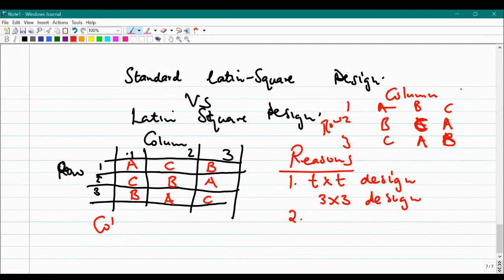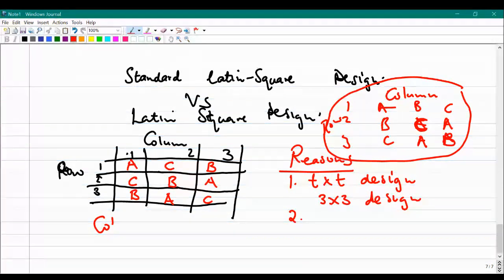What type of design is this one? Is it a standard Latin square design or a general Latin square design? It's a standard Latin square. So differentiate between standard Latin square design and Latin square design. The first row and the first column, the treatments are in alphabetical order. Yes, but with a Latin square design, it's not a must that the first column and the first row should be assigned in alphabetical order, isn't it?